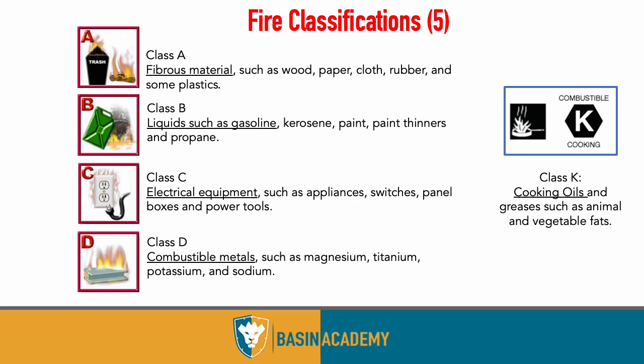We have 5 different fire classifications. We have Class A, B, C, D, and K. We'll start with Class A. That is like fibrous materials such as wood, paper, cloth, rubber, and some plastics. Then we get to Class B, liquids such as gasoline, kerosene, paint, paint thinners, and propane. We have Class C, electrical equipment such as appliances, switches, panel boxes, and power tools. We get to Class D, combustible metals such as magnesium, titanium, potassium, and sodium. And then Class K, which is cooking oils and greases such as animal and vegetable fat.